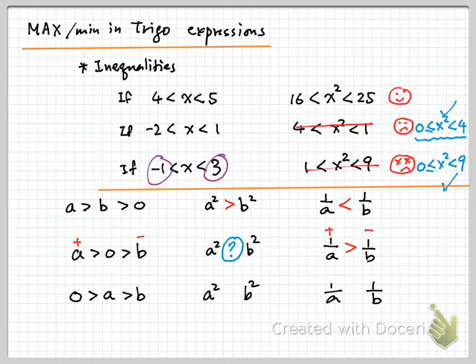3 is greater than minus 1, but 3 squared is greater than the square of minus 1, so there's no way to tell. Now, what if they are both negative? A is the next negative number, B is the more negative number. In that case, the square is reversed. B squared will be greater than A squared. So are the reciprocals. 1 over B will be greater than 1 over A.